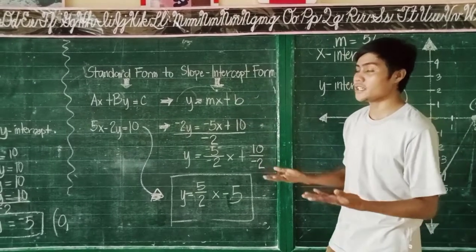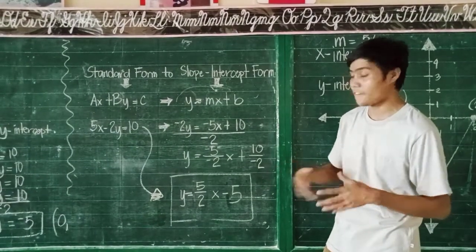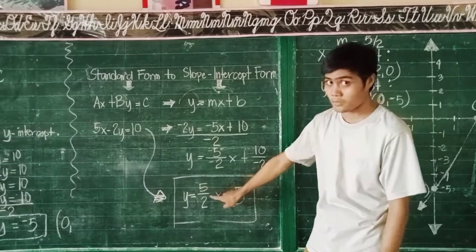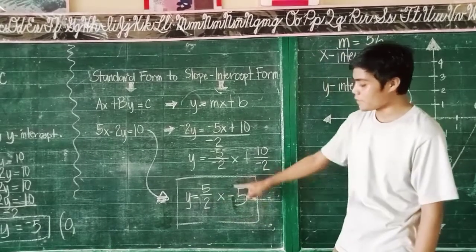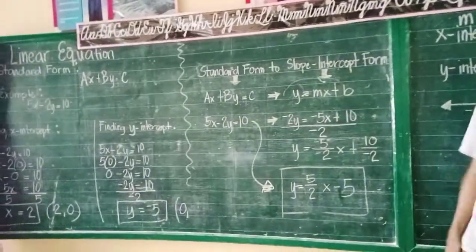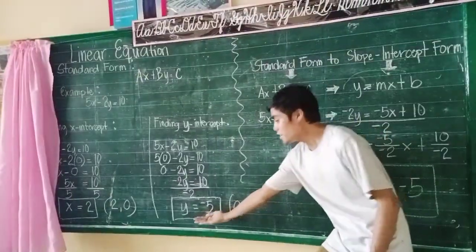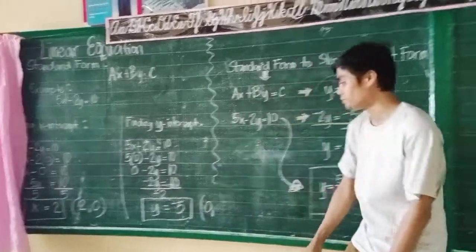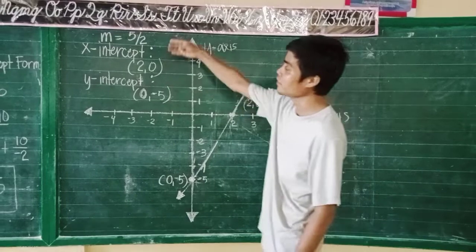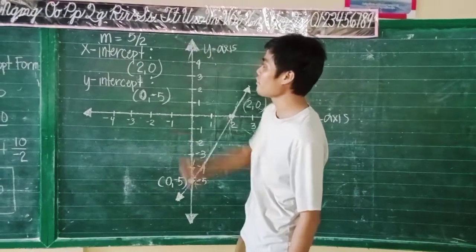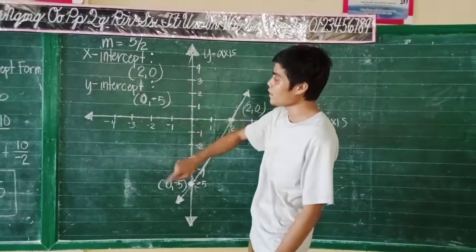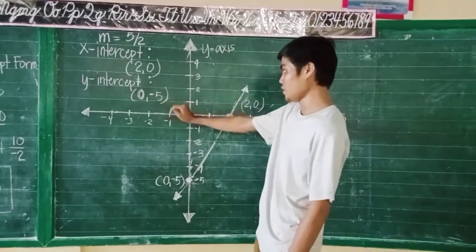So we can easily find our slope. Our slope here is 5 over 2, and our y-intercept is negative 5. So the same answer as with the standard form. So we have our graph here, with the given values: the slope 5 over 2, the x-intercept point (2, 0), and the y-intercept point (0, negative 5).